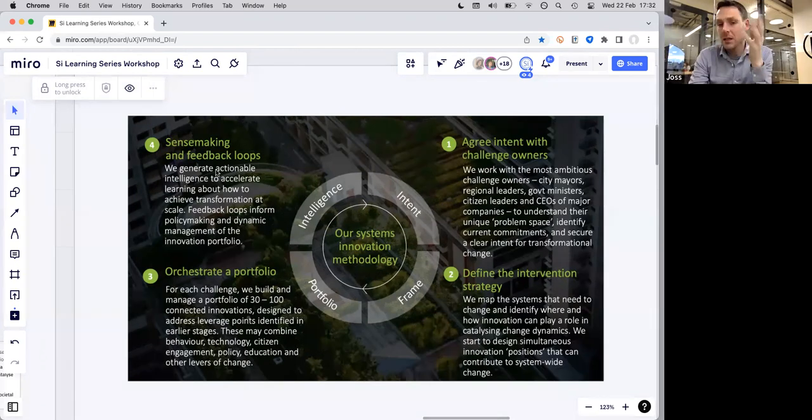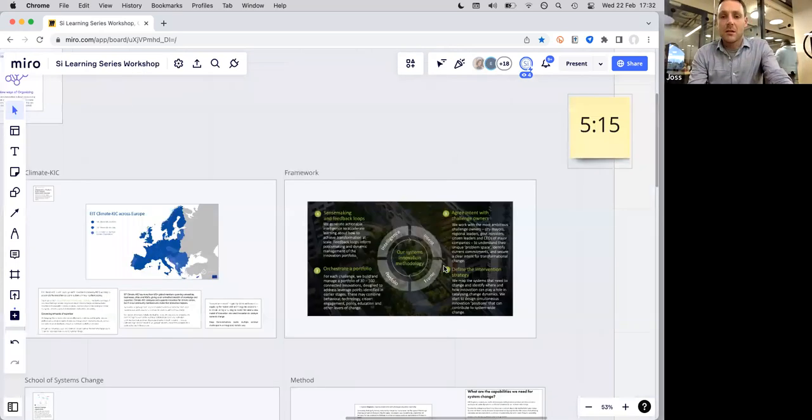And then finally, as we talked about before, sense making and feedback. We obviously want to get actionable intelligence to accelerate learning about how to achieve transformation at scale. Feedback loops inform policy making and dynamic management of the innovation portfolio. So that's their method, Climate Kick.